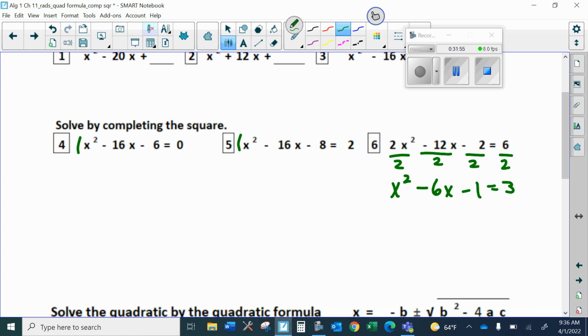Am I going to leave it just like that to complete the square? No, you should be able to tell me right now what I have to move to the other side, because we've already done it twice now. I have to move the constant to the other side.